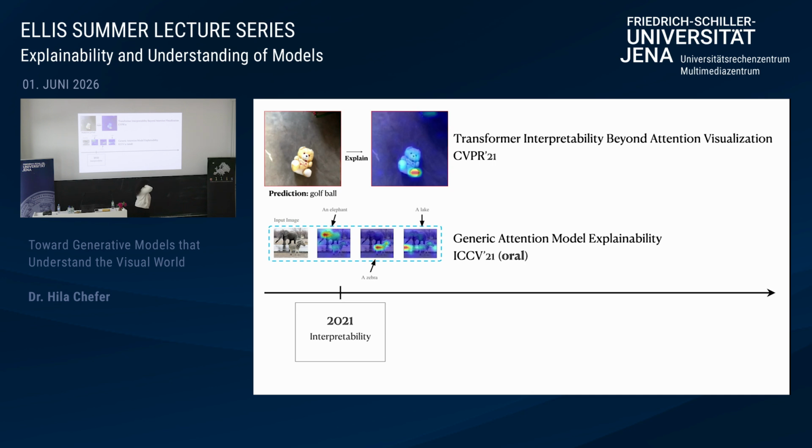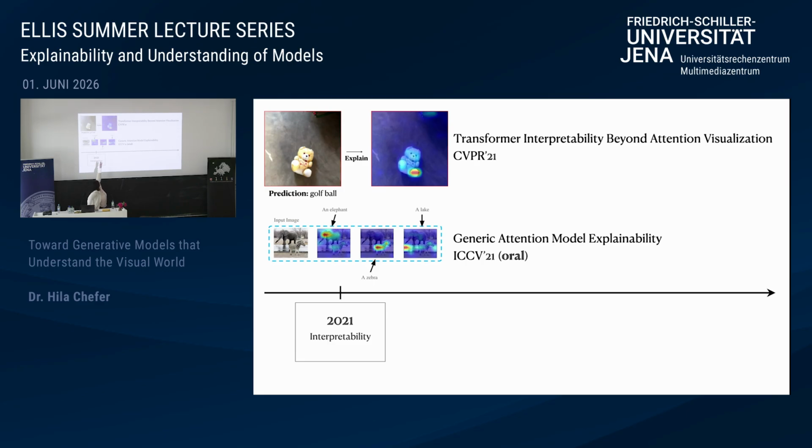I did a lot of classic attribution map works. These are 2 works from CVPR and ICCV that took basically classification models. This on the bottom here is CLIP, and on the top here is the ViT. And what they did is actually created an attribution map over the input. So basically, if we see here a teddy bear, the model predicts that this is a golf ball.